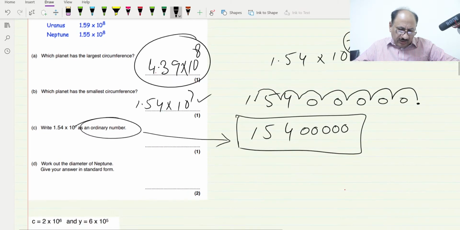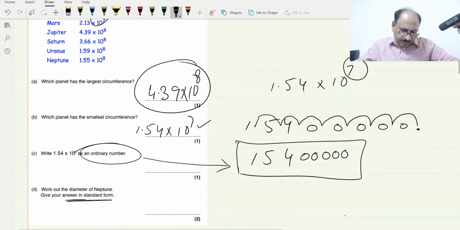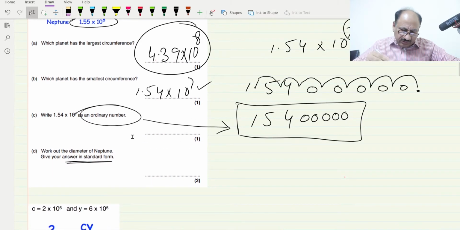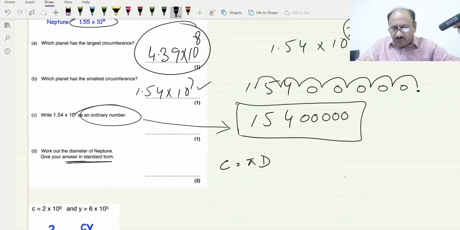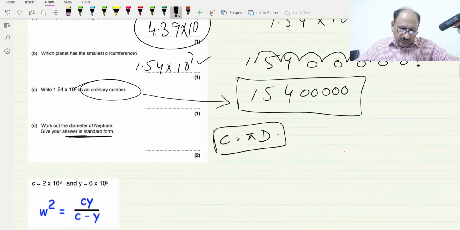Now work out the diameter of Neptune. Give your answer in standard form. This is the circumference. I will not be solving this part because it involves the formula circumference equals pi into d, and this formula is not related to this topic, so I'm skipping this question.